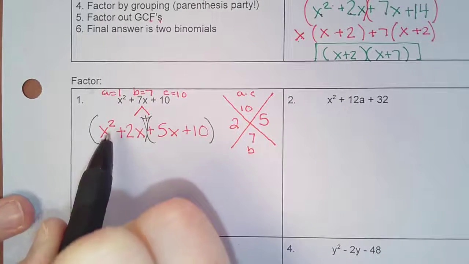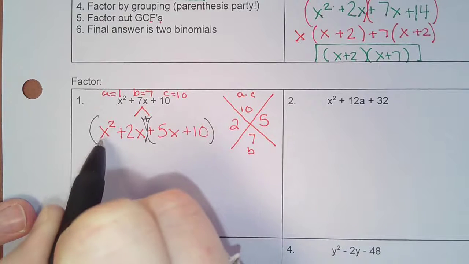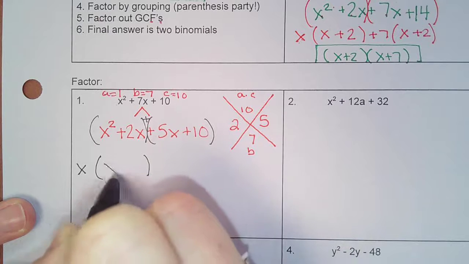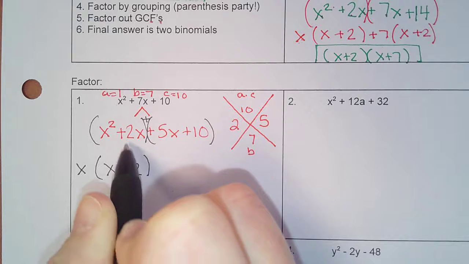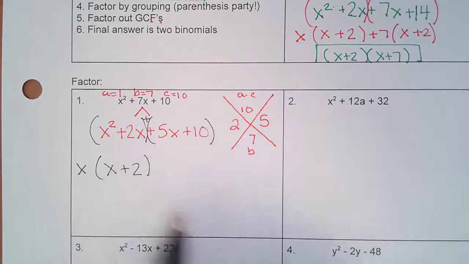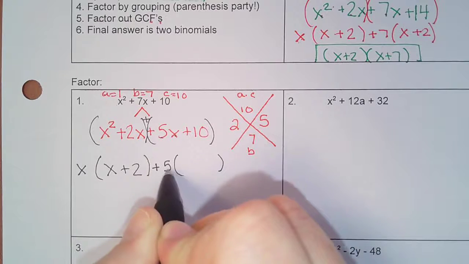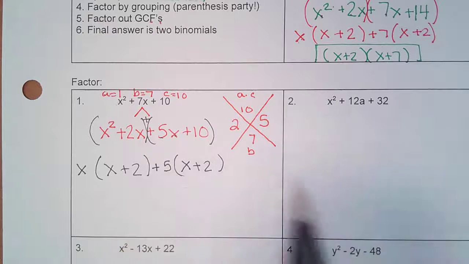Okay. Step 5, factor out the GCFs. So x squared and 2x, I can factor out an x. So this becomes x plus 2. X squared divided by x is x. 2x divided by x is 2. So I'm taking away one of those x's out of each. 5x plus 10, both can be divided by 5, so my GCF is positive 5. 5x divided by 5 is 1x. 10 divided by 5 is 2.